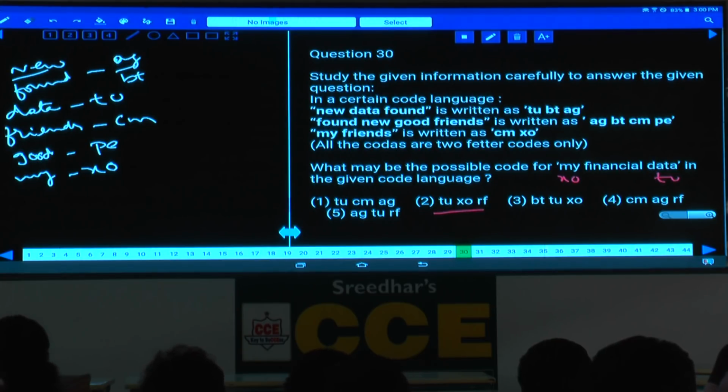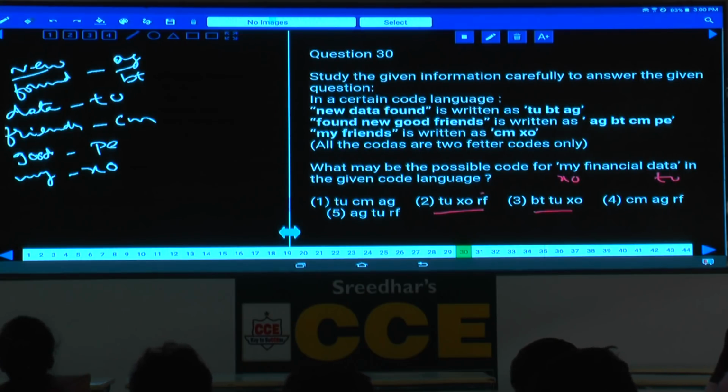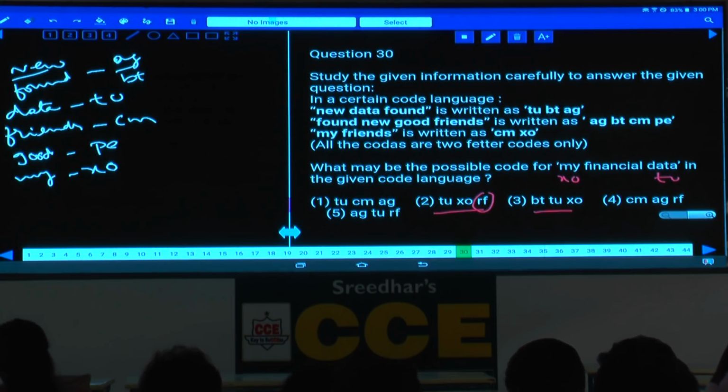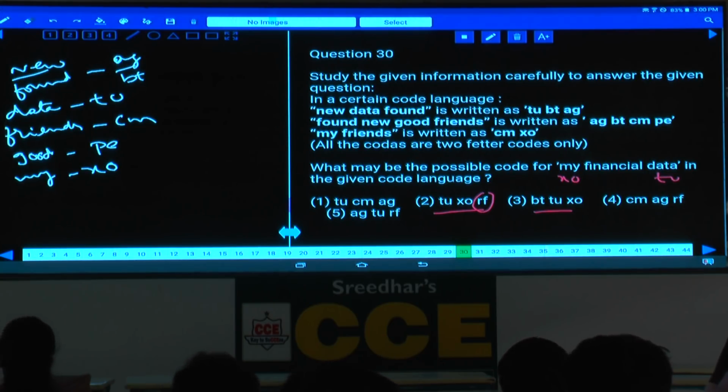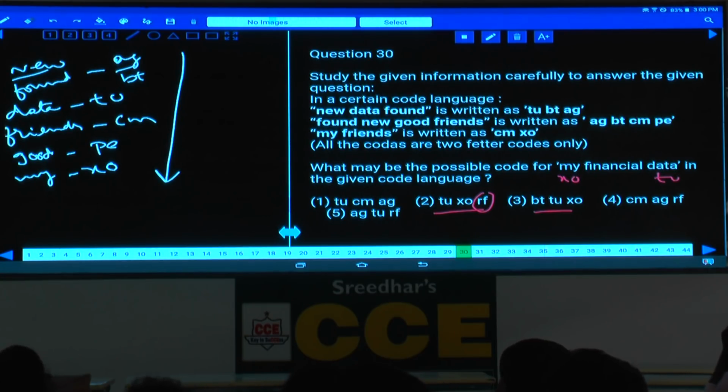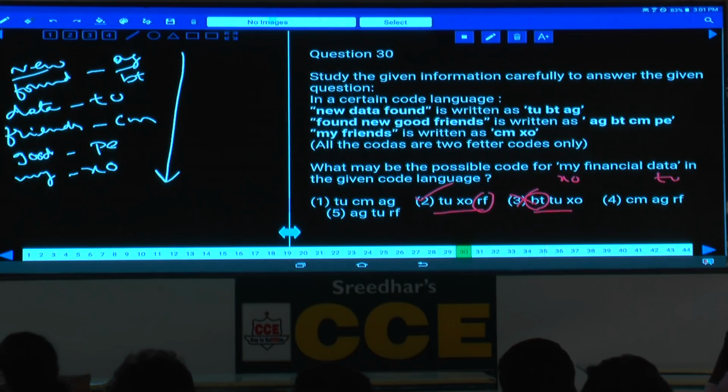XO, TU is there in choice 2, choice 3. Isn't it? Then coming to XO, TU, then RF. Tell me whether RF can be the code for financial or not. Yes, because RF is nowhere given as the code for any one of these words. And in this one, XOTU, then BT is there. But this BT can be the code for either new or found. It cannot be the code for financial. Hence, choice 3 is ruled out. Now we are left with only choice 2. Done with this? Now this is about question number 30.